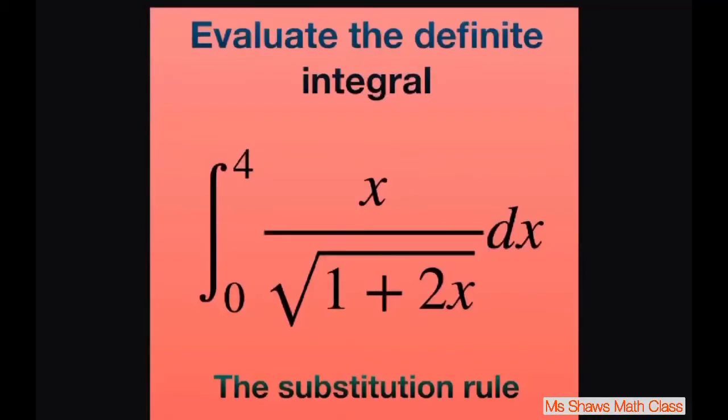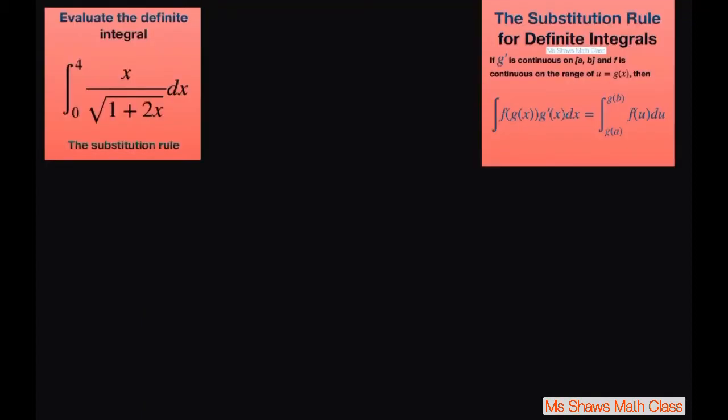Everyone, we're going to evaluate the definite integral from 0 to 4 of x divided by the square root of 1 plus 2x dx. And we're going to use the substitution rule for definite integrals. So we want to write everything in terms of u, and I'm going to go ahead and let u equal 1 plus 2x. So the derivative of u is going to be 2 dx.